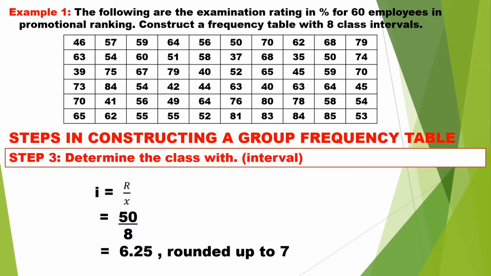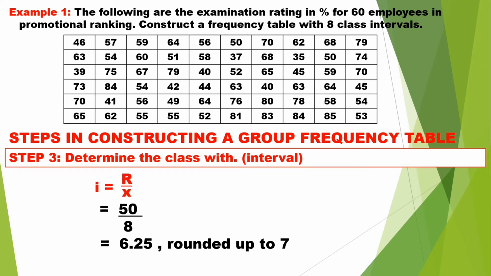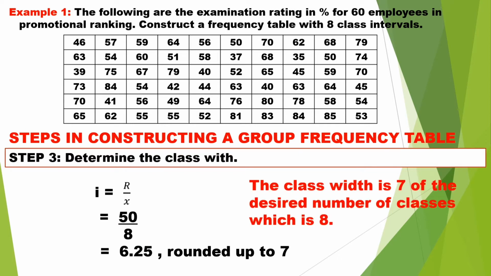Step 3, determine the class width or the interval. The formula to get the interval is I equals r, which is the range, over x, which is the number of classes. In our problem, the range is 50 and the number of class intervals is 8. 50 divided by 8 equals 6.25, which is to be rounded up to 7. Therefore, the class width is 7 of the desired number of classes, which is 8.